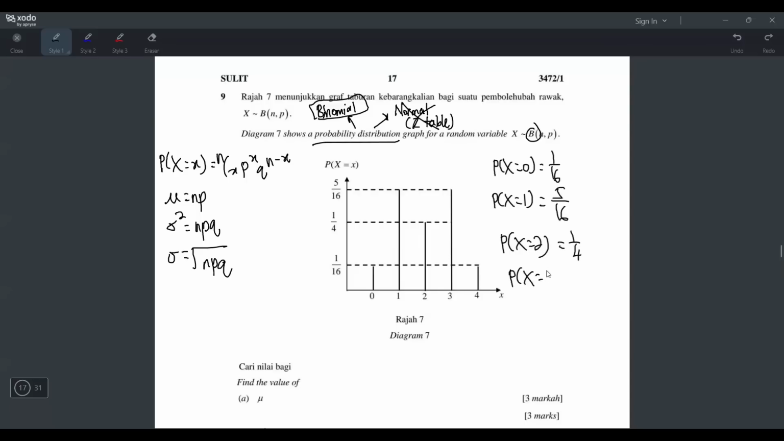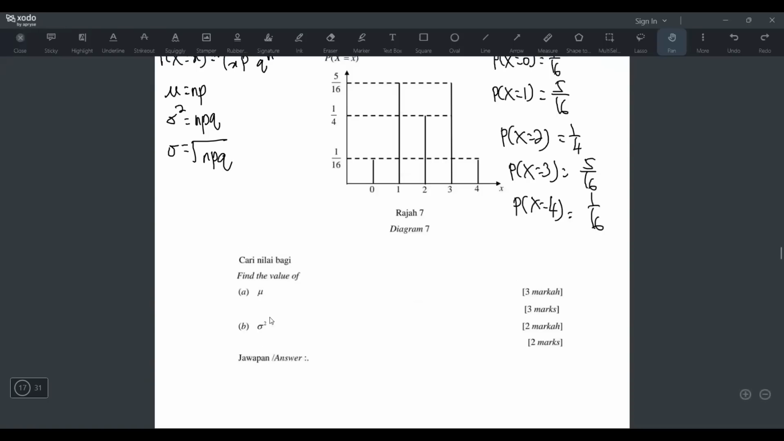And then P(X = 3), probability for 3 is 5 over 16. This is what it means. P(X = 4) is 1 over 16. It means we don't have to use this formula anymore. They already calculated nicely for me. But then what they want to find here is the value of mean and standard deviation.